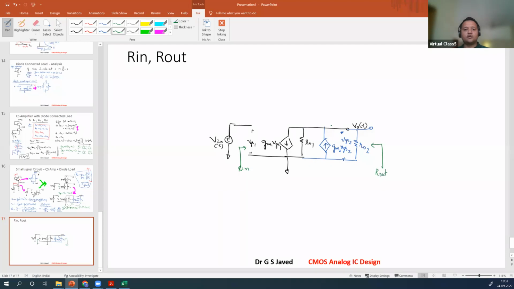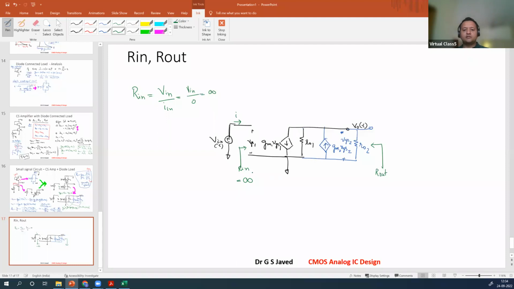Very simple to follow. Now let us understand what is what. What is the current here? IG, right? So nothing can go into the gate. So R in is V in by I in. I in is 0. So V in by 0 is infinity. So R in is infinite.